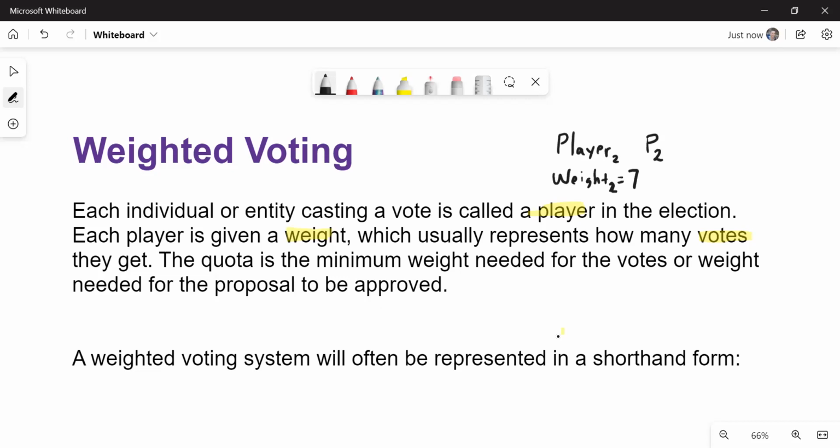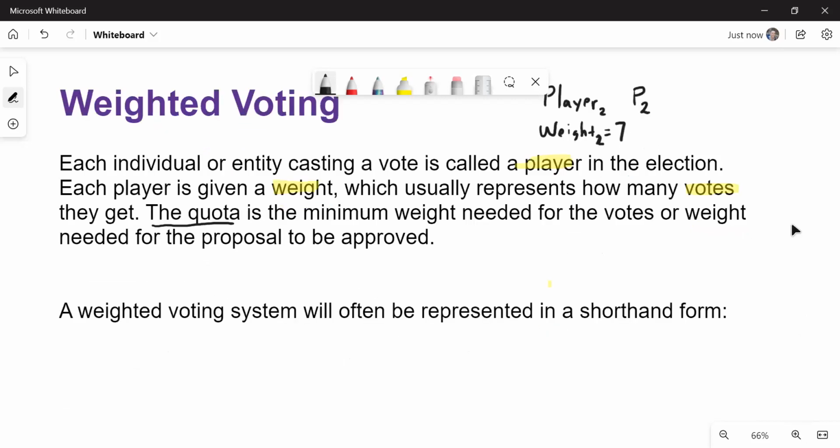So then the second thing we have here is something called the quota. The quota is the minimum weight needed for the proposal to be approved. If we have multiple people voting on an initiative or a proposal, the quota is what we will call the number of votes needed for it to pass.